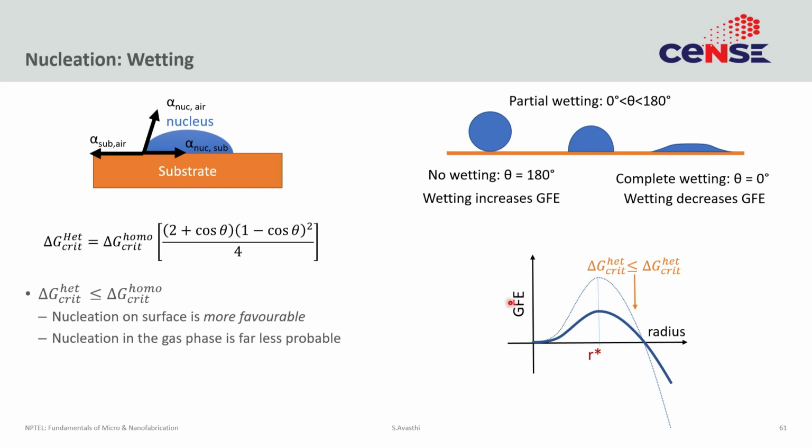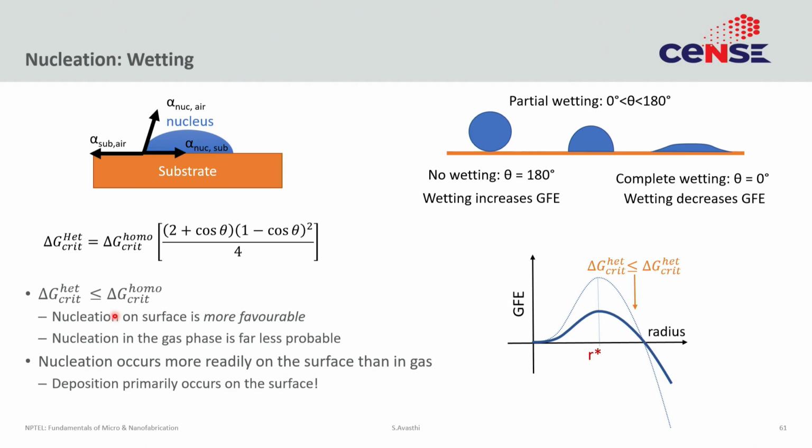Now, if this delta G reduces, then again if you remember this curve of Gibbs free energy versus radius, you would notice that as you reduce delta G critical, you would actually shift the value of R star, right. So, that is what happens. And because this value of delta G is always less, nucleation on the surface is always more probable, always more favorable. That is the reason we are able to deposit films and do not have a shower of particles. All right, let us move on.